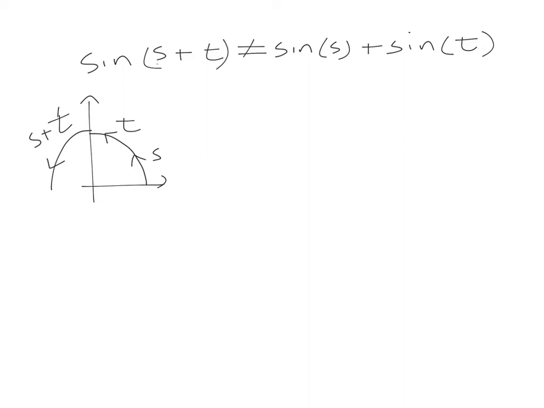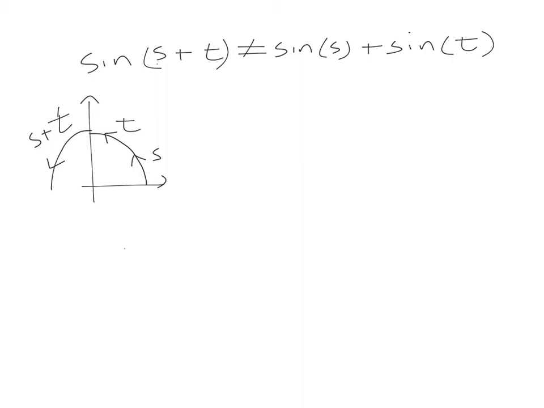So we need identities if we want to know the sines, cosines, and tangents of the sum and differences of two angles. The first thing to note is that the sine of the sum of two angles, s and t, is not at all the same thing as the sine of s plus the sine of t. That would be too simple, and then we would not need all the following identities.